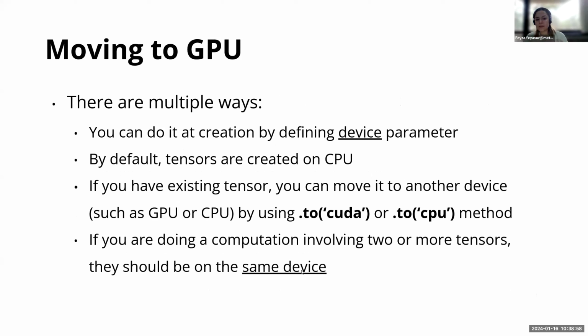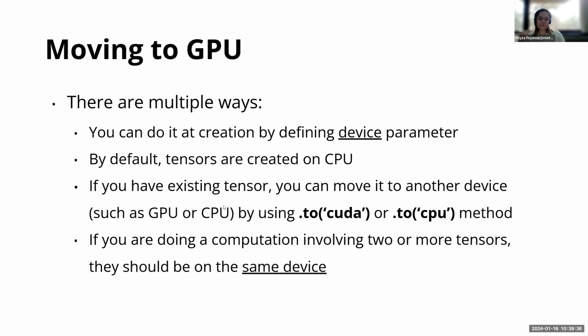And there are multiple ways. You can do it at creation in torch.tensor by defining a device parameter. By default, our tensors are float typed and are created on the CPU. If you have an existing tensor, you can move it to another device, such as GPU or CPU, by using .to('cuda'), which takes a string parameter, for moving data to the GPU, and the .cpu method for moving data to the CPU device.